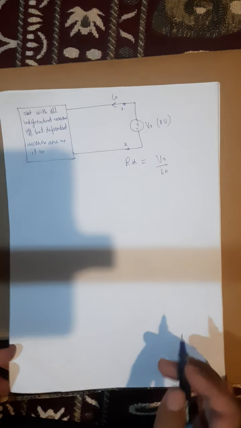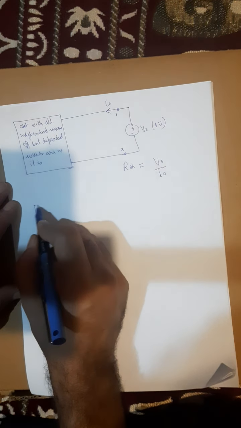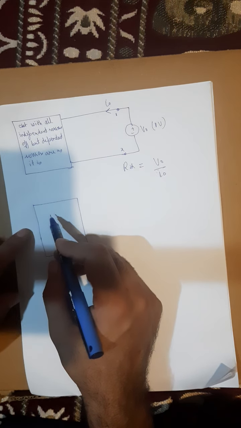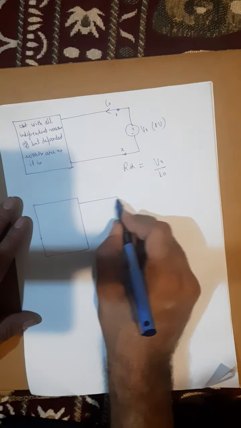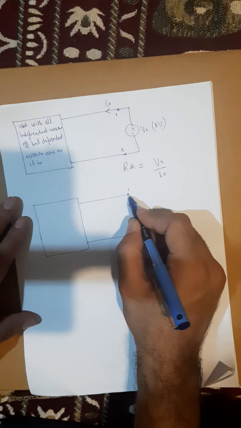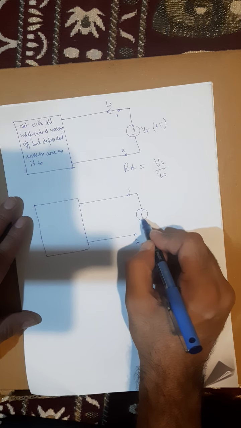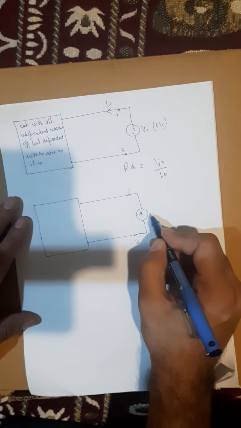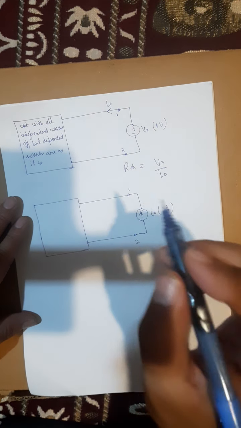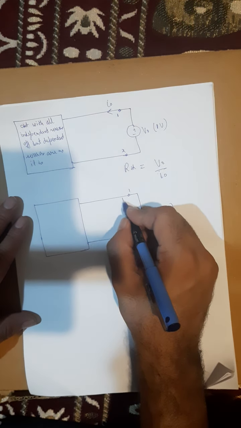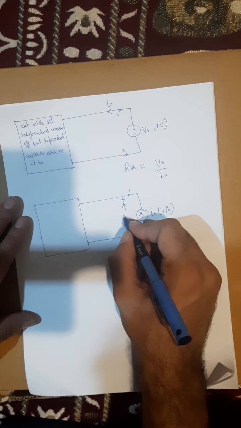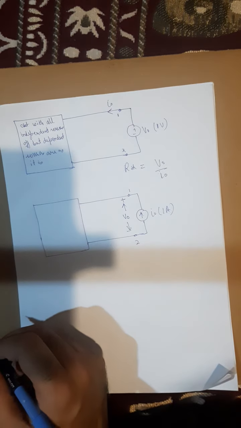The second method is similar. There is no difference. We will turn off all the independent sources, and dependent sources are left as they are. But what we will do, across the terminal 1, 2, instead of a voltage source, I will use a current source, a current source of I0 equal to 1 ampere. And because of this current source, I will see what is the drop across the output. That drop I am representing by V0.